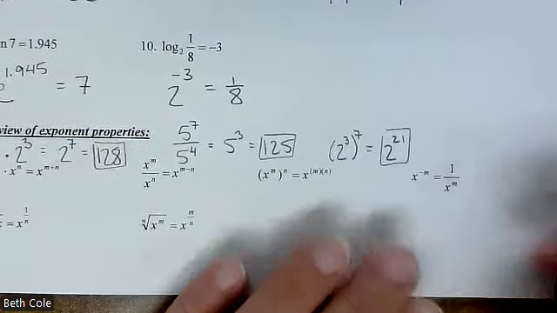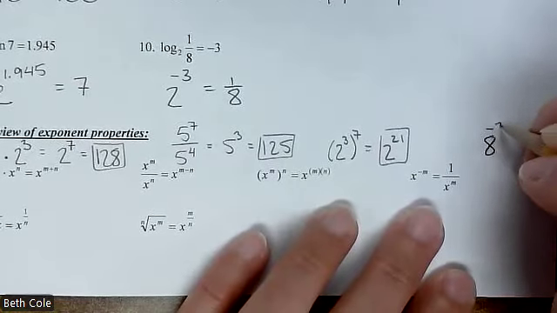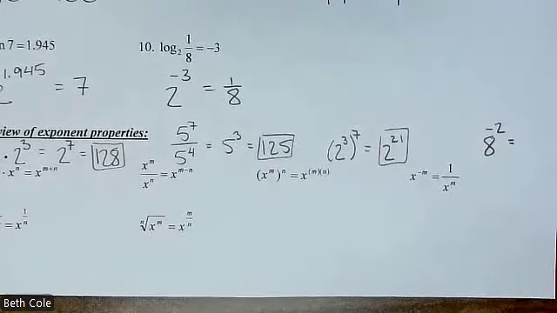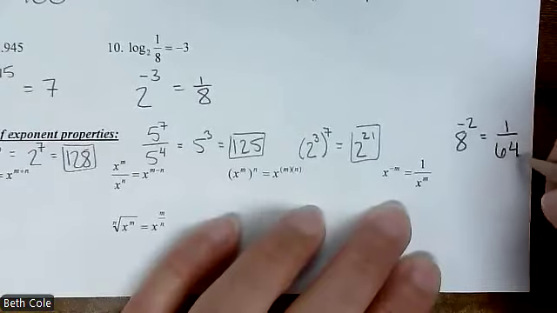All right, negative exponents. So if you had something like 8 to the -2, it's going to flip it. So what would that give you? 1/64th. Good.